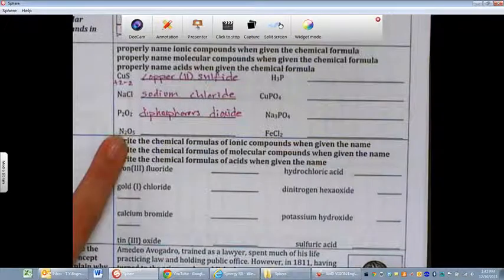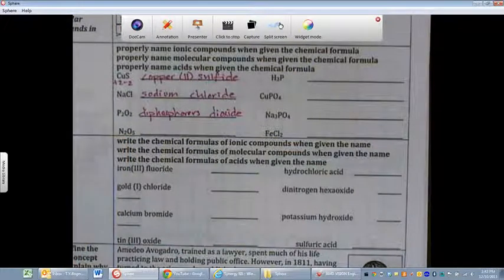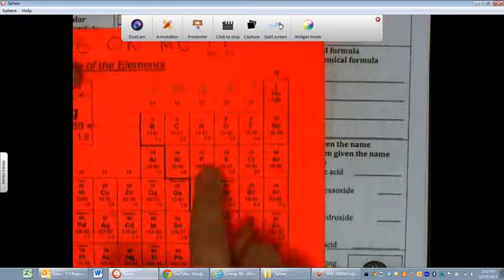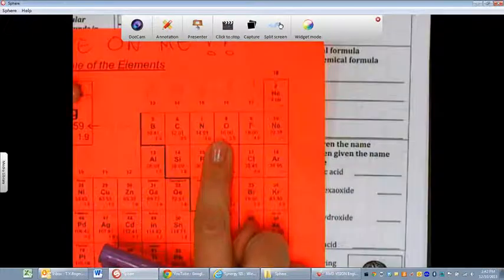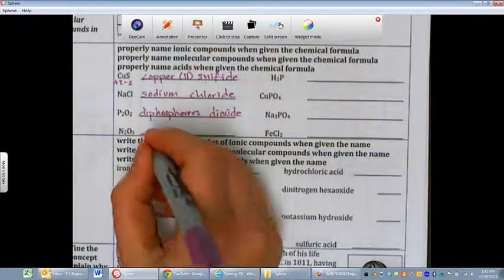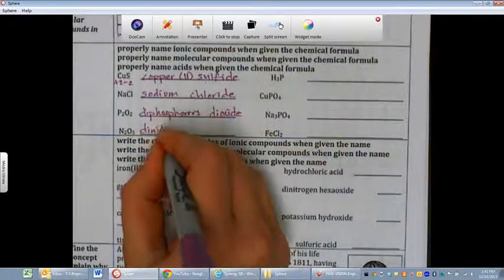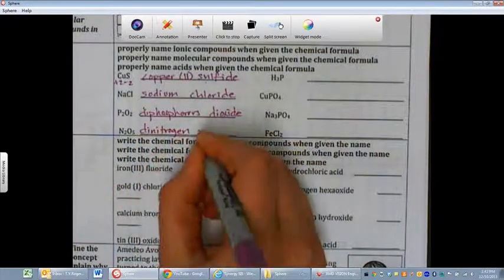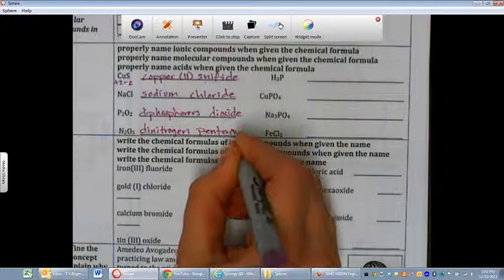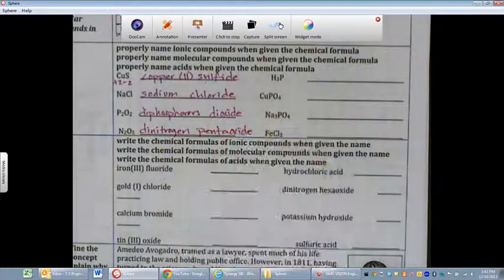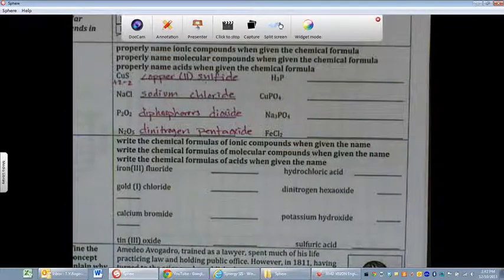The next one. Where are they on the periodic table? They're over here. N and O. They're both negative. So I do the same thing. Dinitrogen, pentaoxide. That's very important.